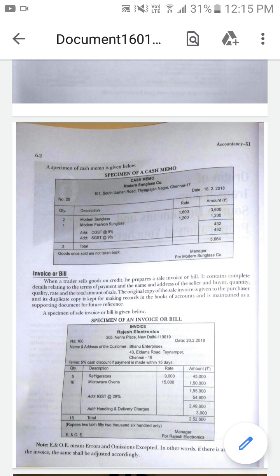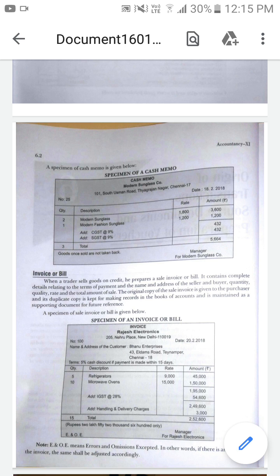Okay, so in this, integrated goods and service tax, see that they are calculating at 28%. Okay, so they are adding the tax amount, and there are also delivery charges, so there is a total amount.